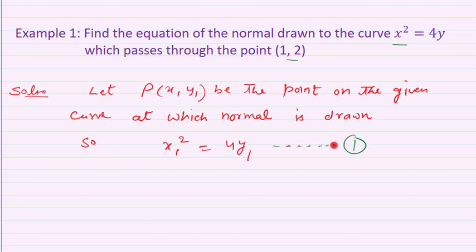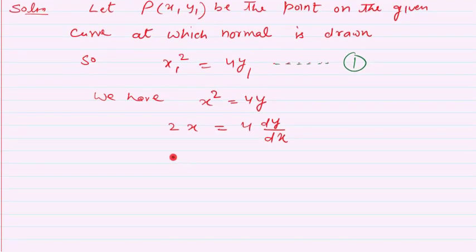Let us name this equation as number 1. Now the second step is to calculate slope of tangent. That can be calculated by using the equation of the curve. So we have x square is equal to 4y as the basic equation of the curve. Now calculating dy upon dx, so it is 2x is equal to 4 dy upon dx, and from here we have dy upon dx is equal to x upon 2.